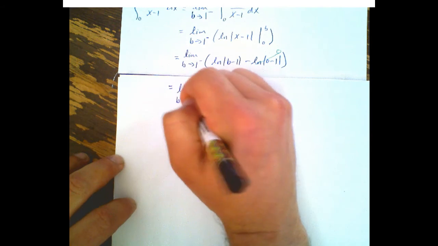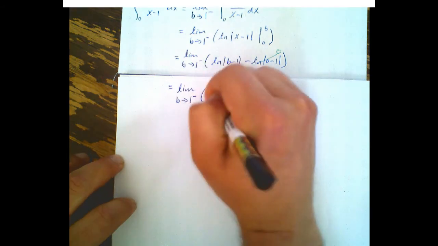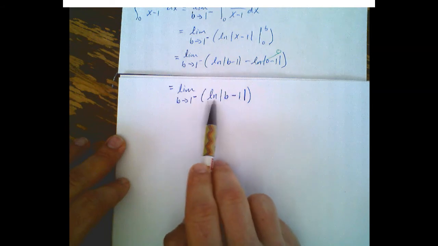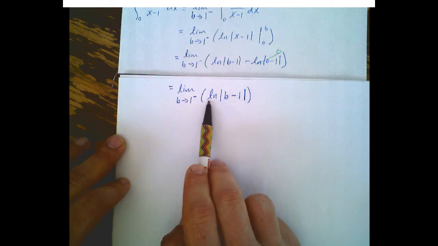So all we need to do is look at the limit as b approaches 1 from the negative side, the natural log of b minus 1. Okay. So let's think about what's happening here. As b goes to 1 from the negative side, what does this value become? Well, this value approaches 0, right? So because b minus 1 approaches 0, we're looking to see what the natural log is doing as we approach 0.